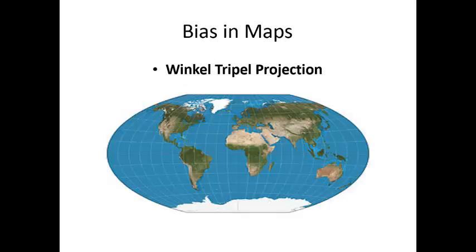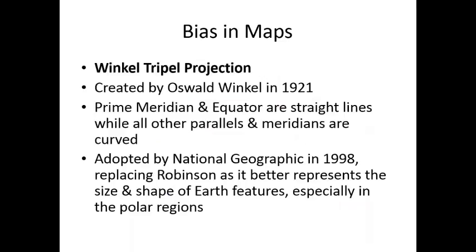Another type of map is the Winkel-Tripel projection. Now this projection was first created by Oswald Winkel in 1921, and in this map projection, the prime meridian and equator are straight lines, while all other parallels and meridians are curved. And this was the map projection adopted by National Geographic in 1998, replacing the Robinson, as it better represents the size and shape of the Earth's features, especially in the polar regions.